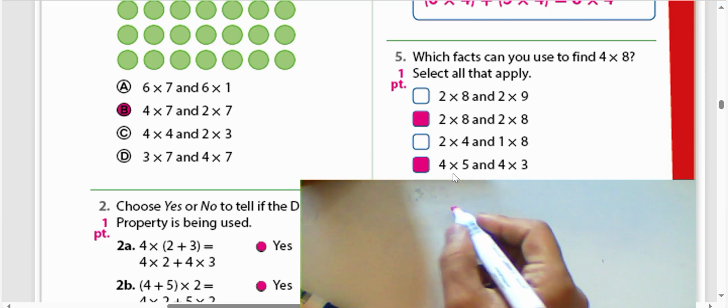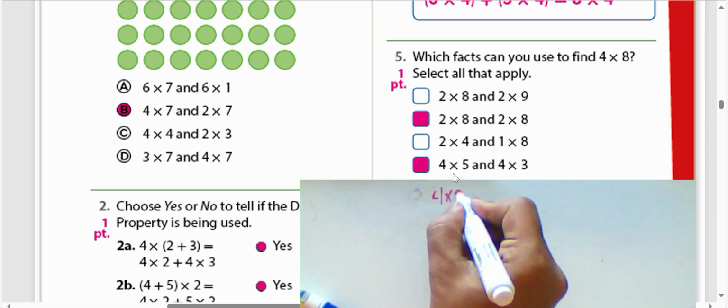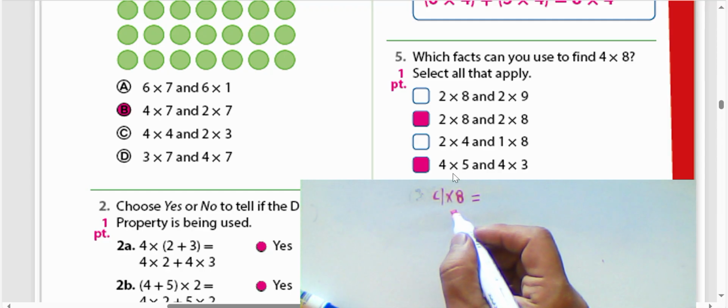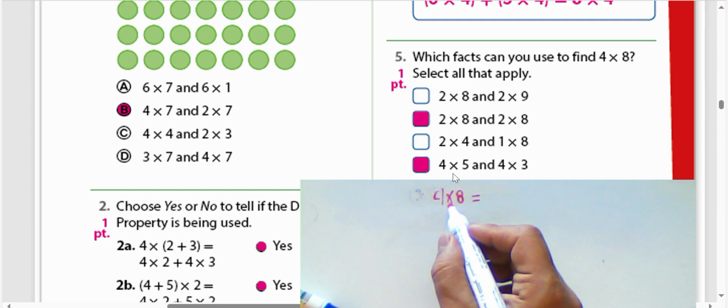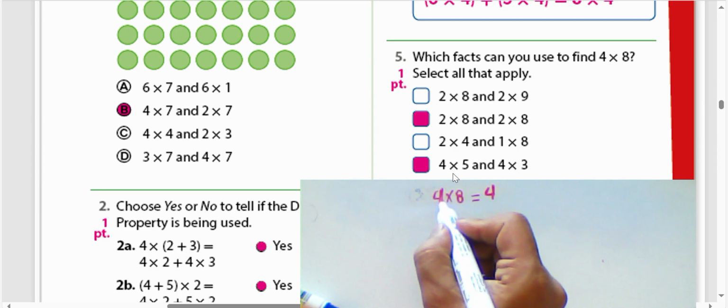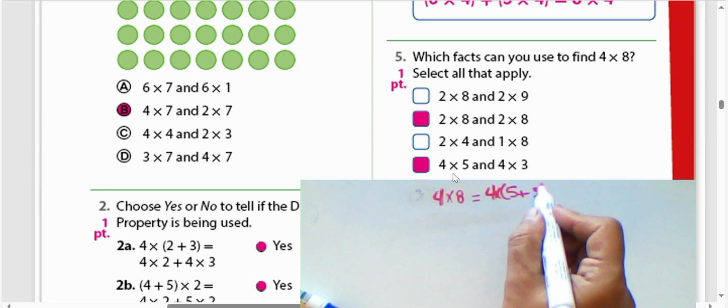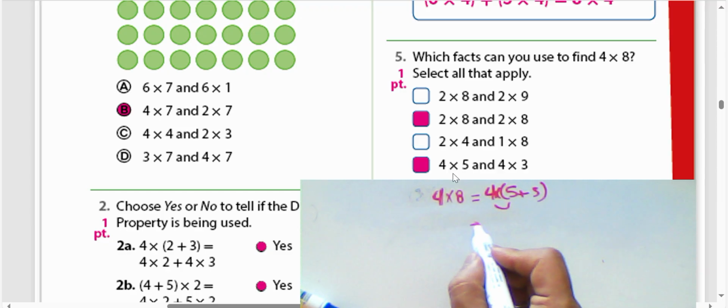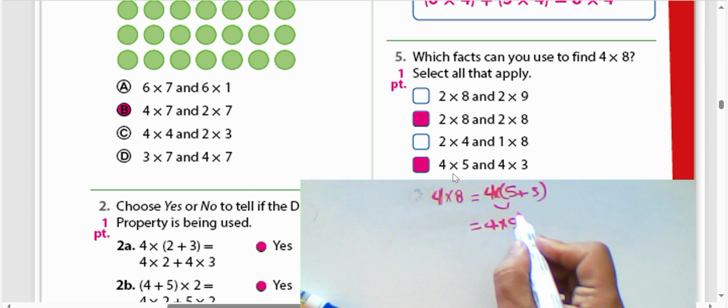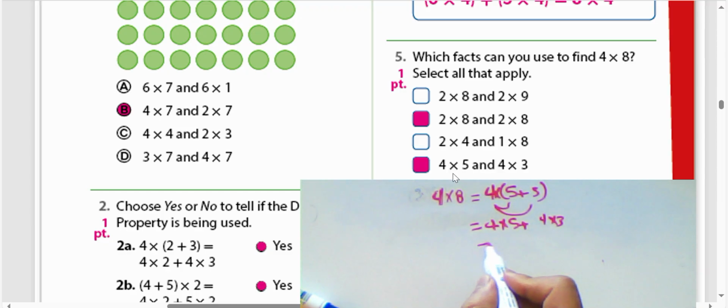Like here, in steps, we have 4 times 8. You can write 4 here, and 8 equals 5 plus 3. Then using distributive properties, write 4 times 5 and then 4 times 3. Then 4 times 5 is 20 and 3 times 4 is 12. You can add them together, then the result will be 32.